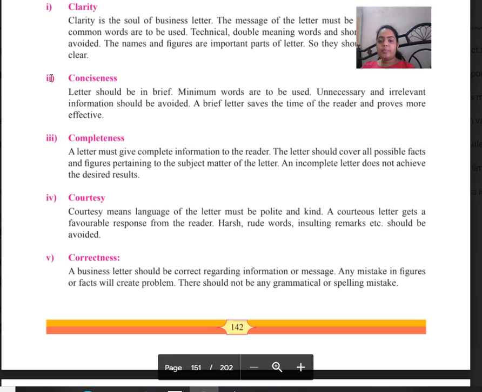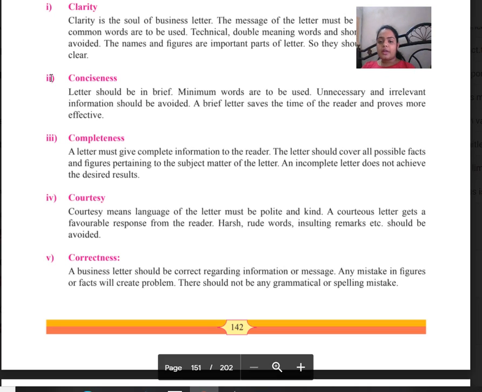So there should be proper completeness, and the letter must give complete information to the reader, and should cover all the possible facts and figures pertaining to the subject matter of the letter. An incomplete letter does not achieve the desired results. Courtesy. Courtesy means language of the letter should be polite and kind. A courteous letter should get a favorable response from the reader. Harsh, rude words, insulting remarks, etc.